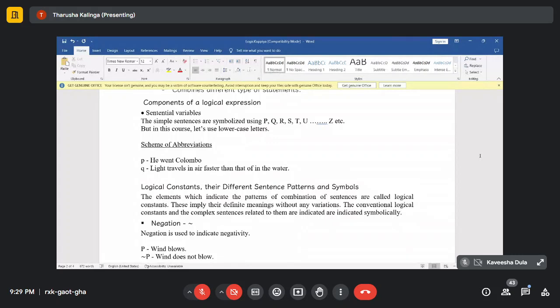There was this idea that everything can be argued, and then finally we have to come to a conclusion. Those discussions were there. After that, Aristotle formed the syllogism theory, and then George Boole and people like Leibniz came up with this symbolism concept.